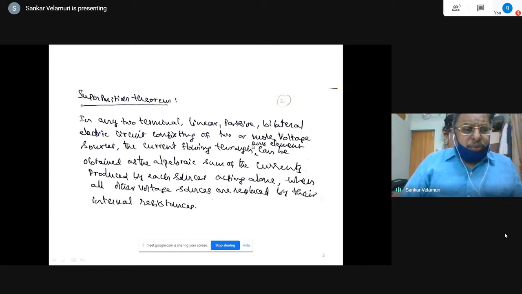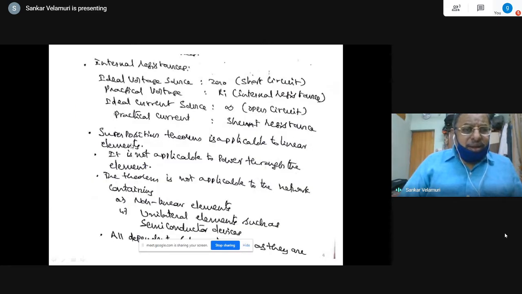Consisting of two or more voltage sources or two or more sources. The question will again be asked whether they are dependent or independent voltage or current sources. They are independent. So the current flowing through any element can be obtained as the algebraic sum of currents produced by each source acting alone, when all the sources are replaced by their internal resistances. Now, what is the internal resistance for each source?